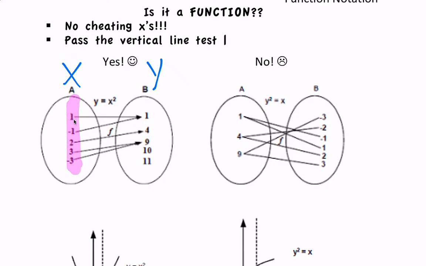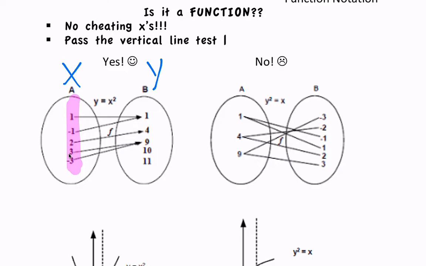Notice off of each x, there's only one arrow. So there's one arrow coming off of this positive one, coming off a negative one, and so on all the way down. All right, so I know there's only one number attached to each of my x's, so that's why this one is a function. None of these x's are cheating. None of them are repeating.